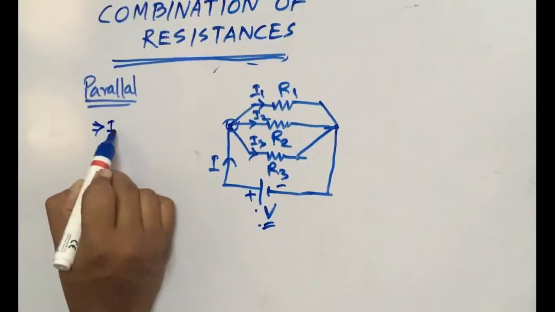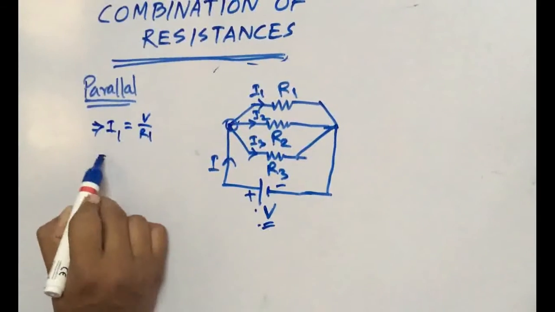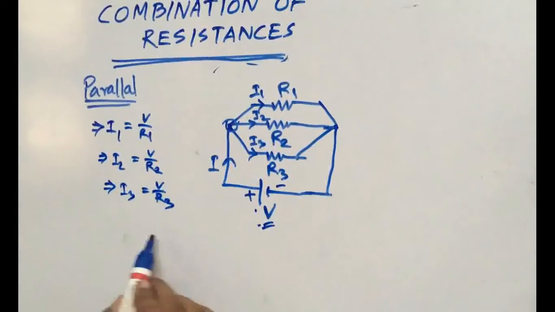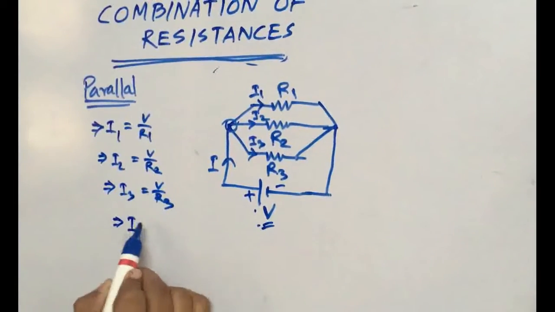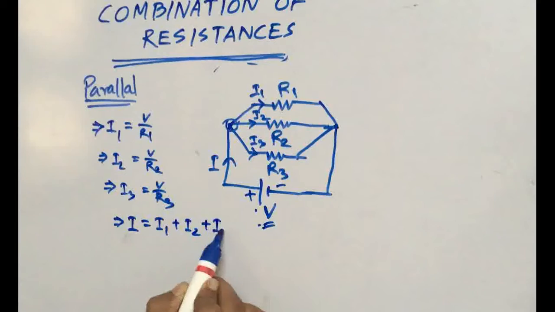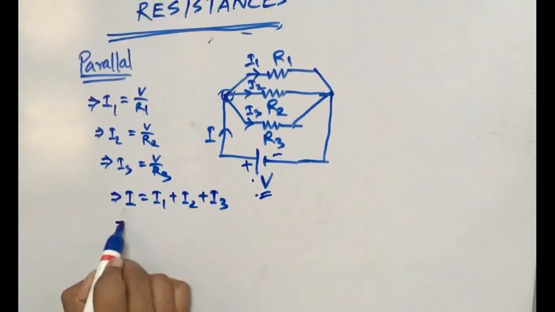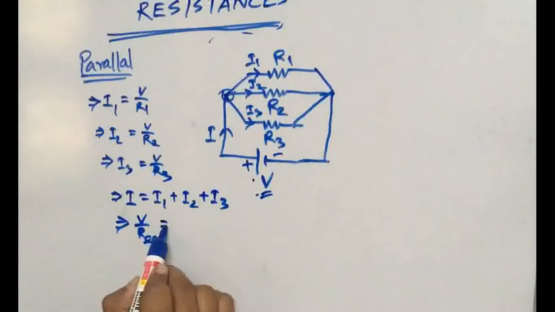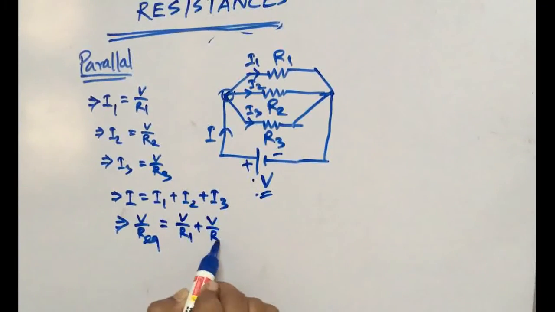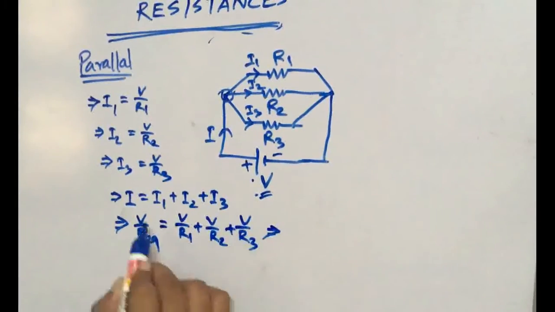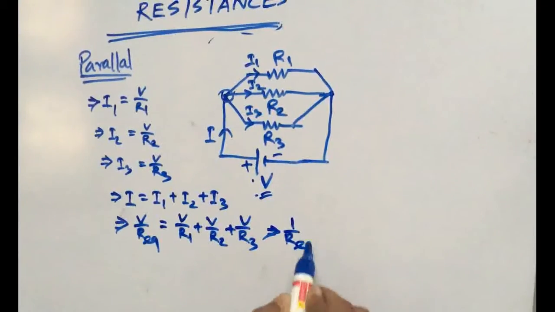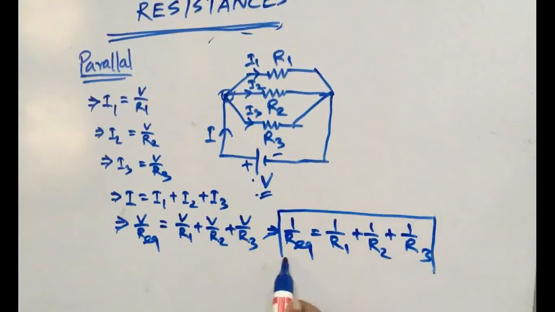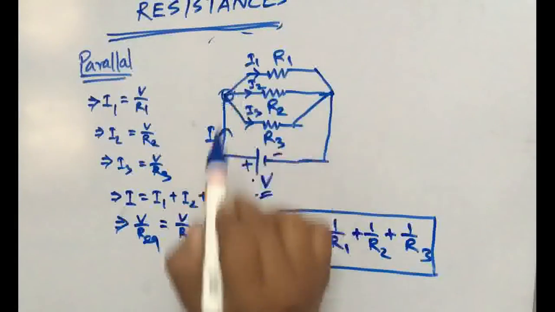So if I find the current in each resistance, I1 will be V by R1, I2 will be V by R2, and I3 will be V by R3. And the total current I equals I1 plus I2 plus I3. Now I will be V by Req, where Req is the equivalent of these three resistances. I1 is V by R1, I2 is V by R2, and I3 is V by R3. If we cancel the potential V, we get 1 by Req equals 1 by R1 plus 1 by R2 plus 1 by R3. This way we calculate the equivalent resistance in a parallel combination of resistances.